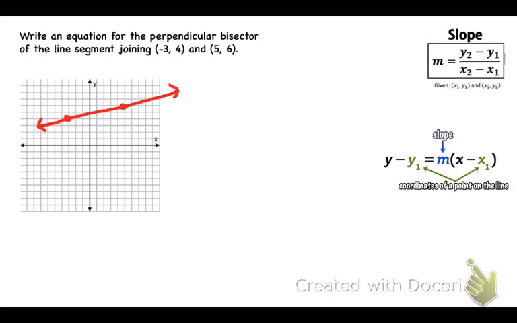In this example, you're asked to write the equation for the perpendicular bisector of the given line, or line segment, sorry. So we know that perpendicular means that it's going to be 90 degrees, and it's bisecting, so it's going to cut this little segment here in half. Some formulas you're going to need: a reminder of the slope formula and the point slope formula. So you should pause the video and put those in your notes.